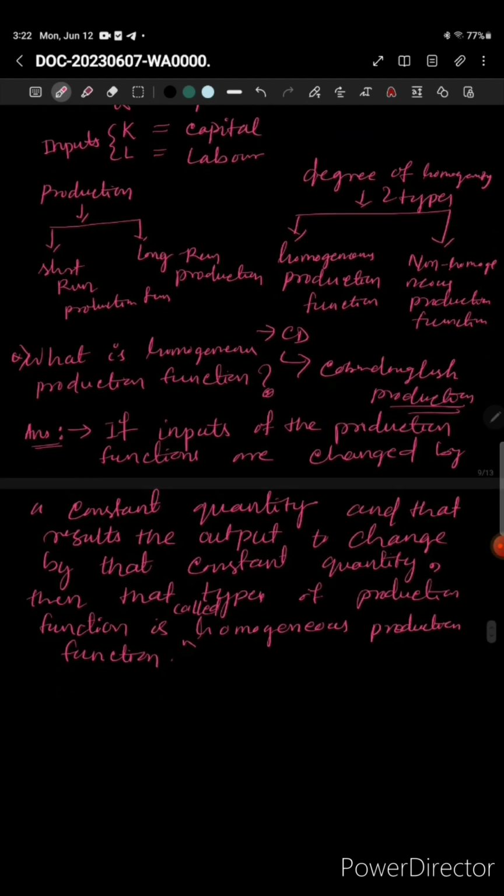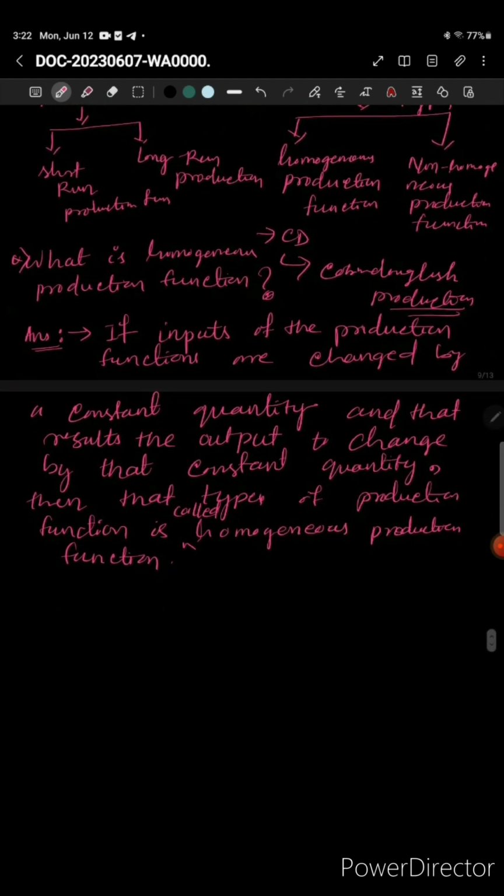Okay, so you all can note it down. When we are increasing or decreasing the inputs by a constant quantity, and at the same time the output is increased by the same quantity, then that type of production function is called a homogeneous production function.